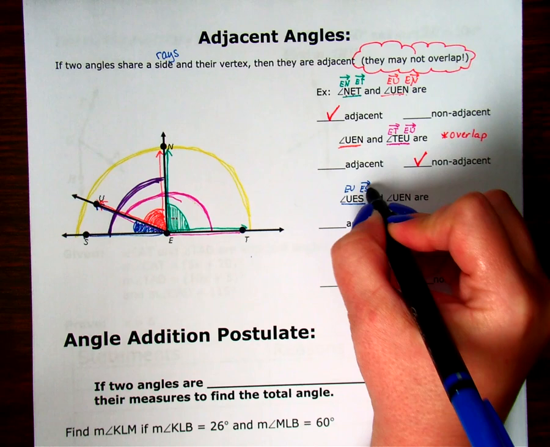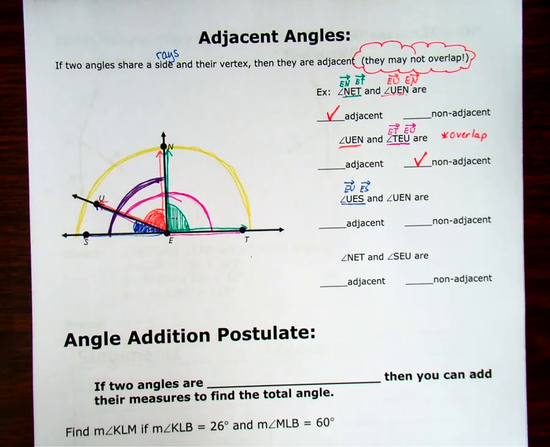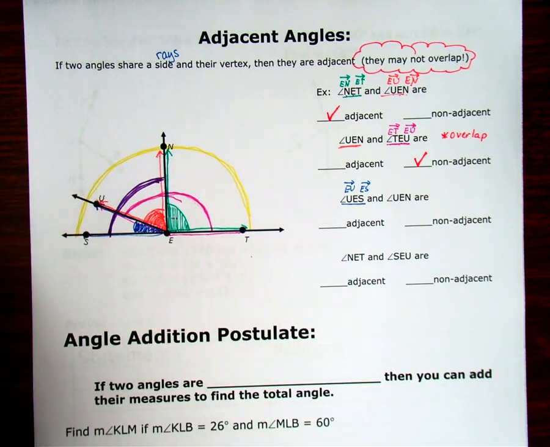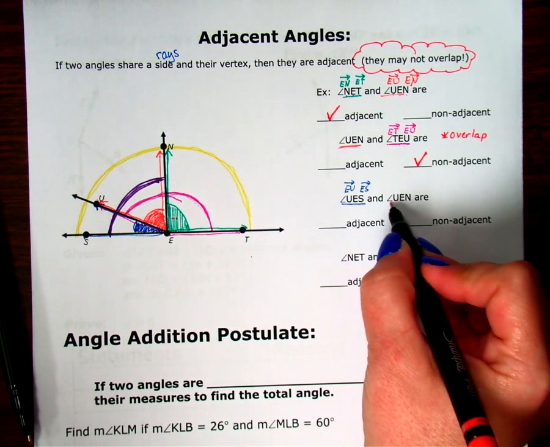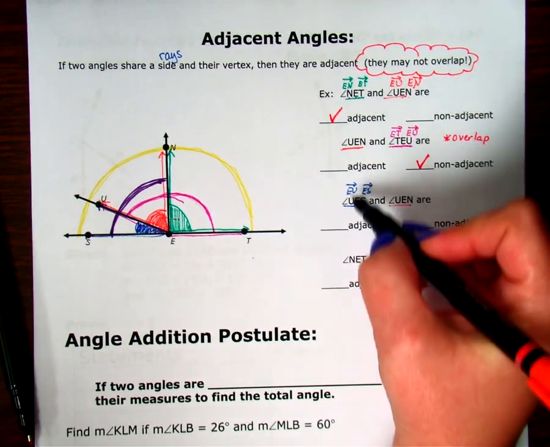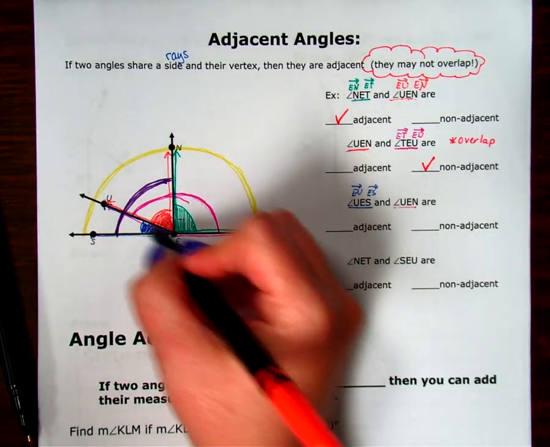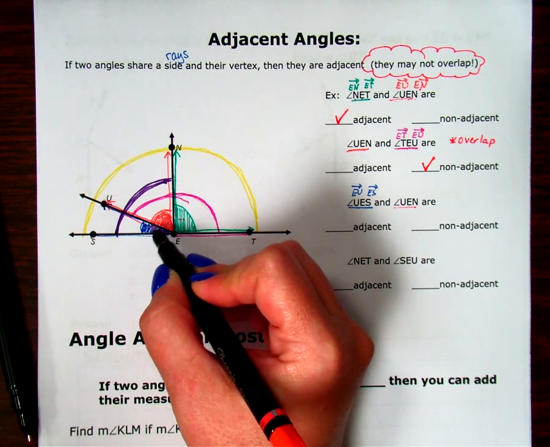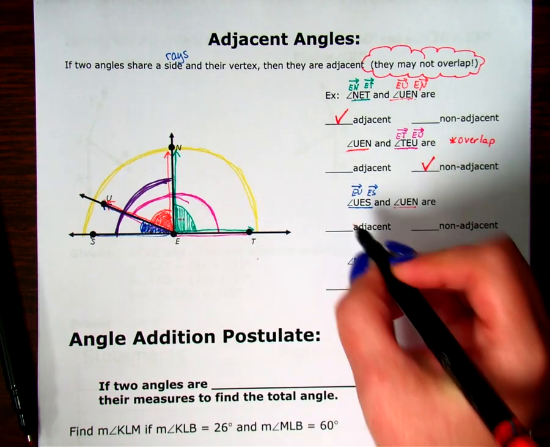Those are the blue angle's sides. And then UEN, so that's that orange one again. We're using the orange one a lot. That has EU and EN, so they both have EU. And then look at the orange and the blue. They're not overlapping, they are right next to each other. So we say yes, they are adjacent.